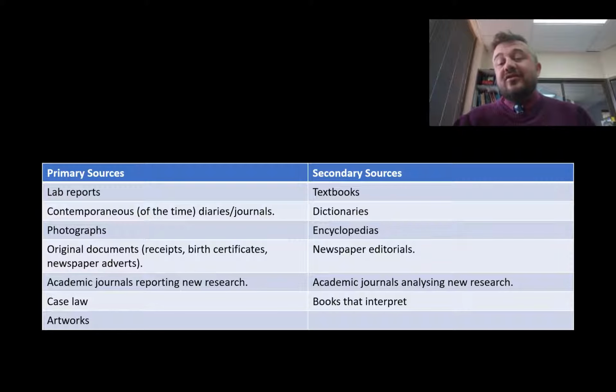Academic journals analyzing new research, apparently I'm going from the bottom up. Newspaper editorials, encyclopedias where they're analyzing an idea and putting it forward. That's an analysis of primary research and giving you a secondary source. Dictionaries, textbooks. So this is where we like to talk about Wikipedia, because Wikipedia is indeed a secondary source, sometimes tertiary, meaning third level, and so forth, depending on what it's citing. But yeah, anyway, so those are primary and secondary sources.